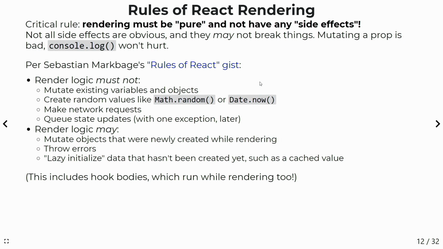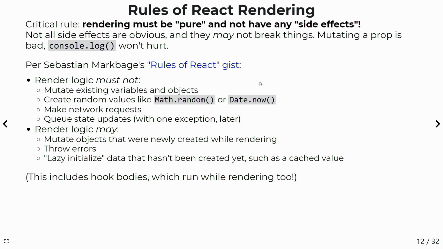Sebastian Markbåge, one of the React lead architects, has a gist where he laid out some rules of rendering. And these are things like you must not mutate existing variables, you shouldn't have random numbers in a component, you shouldn't make network requests or set state. There are actually some weird exceptions to this, like technically Suspense. You're probably kicking off a network request while rendering. There's some oddball stuff here. You are allowed to do things like mutating variables that got created in the rendering. Like those haven't leaked to the outside world. It hasn't seen the results yet.